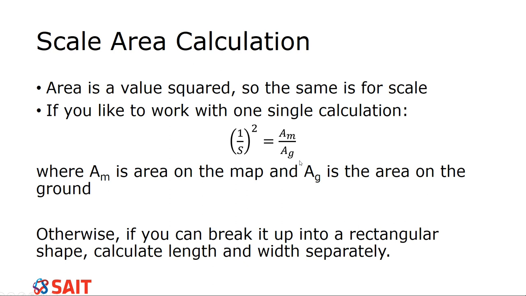Now, remember area is length times width or base times height or any of those, so I have two values that are getting squared. So it'd be like a centimeter squared, a meter squared. So with this area value, you're not actually squaring the area, you're giving the actual area value, but it's those lengths. AM is the area on the map, AG is the area on the ground. If you can break it up into a rectangular shape or a triangular shape or something that is very simple, calculate length and width separately. I am not going to give you an example of this because it is very confusing with scale area.